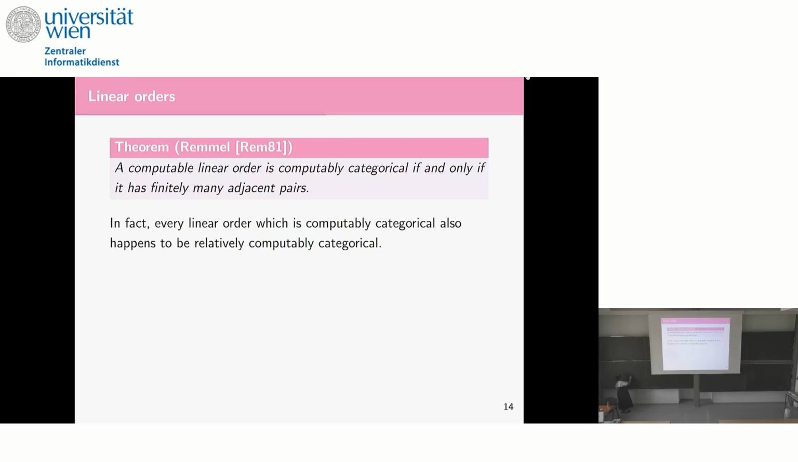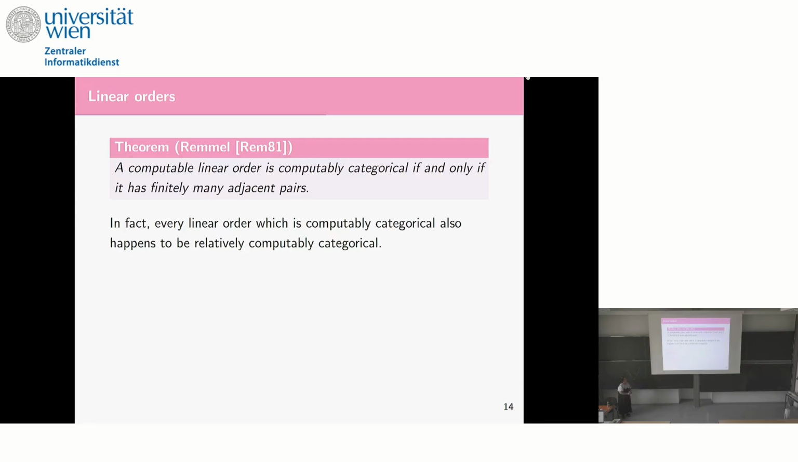So in some ways, the limiting behavior of CC relative to a degree stabilizes already at a cone based at 0. That's the story for computably categorical linear orders.